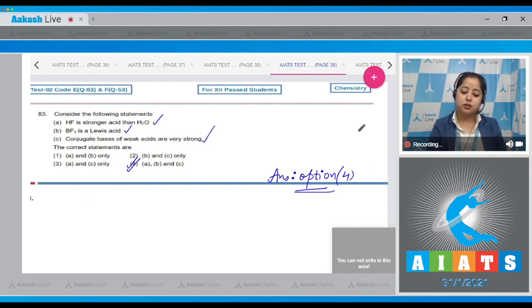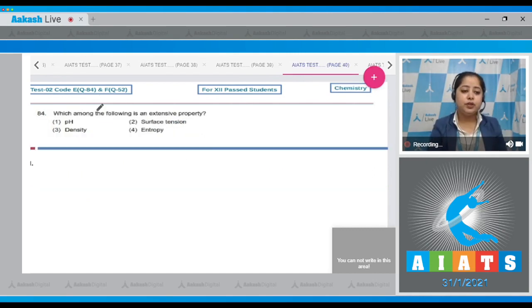Moving to the next question, which is question number 84. Which among the following is an extensive property? Students, among the given options, pH, surface tension and density are intensive properties. On the other hand, entropy is an extensive property. So the correct answer is option number 4.